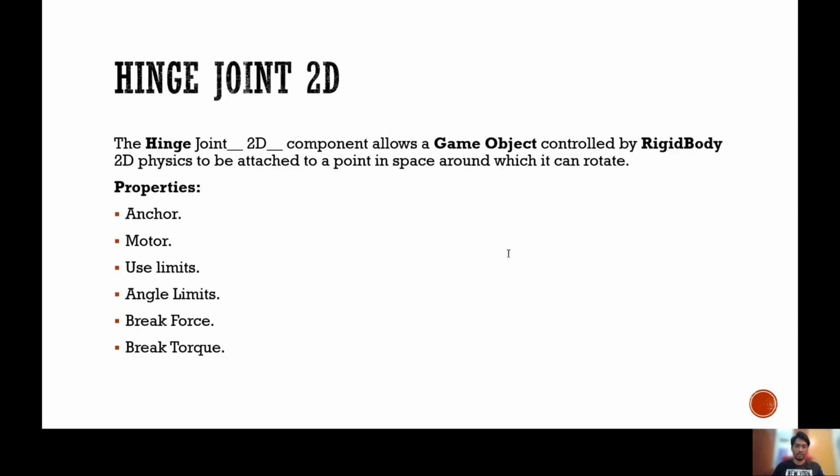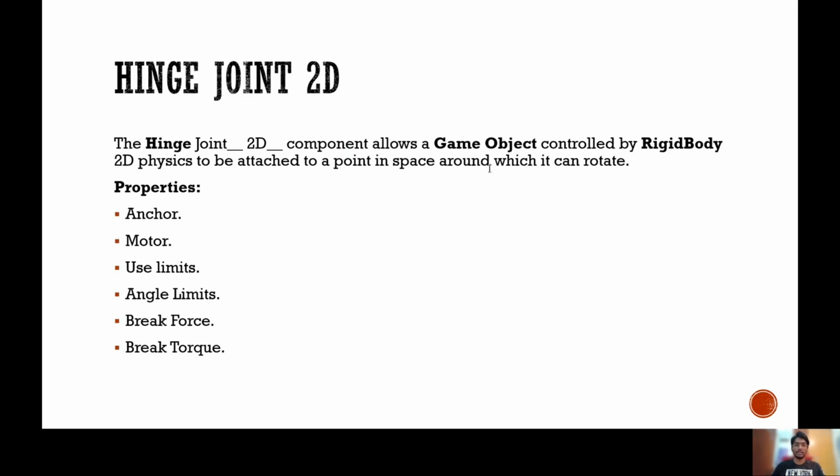So hinge joint. Hinge joint allows a game object controlled by a rigid body 2D physics to be attached to a point in space around which it can rotate. The rotation can be left to happen passively or can be actively powered by a motor torque provided by the joint 2D itself. You can set limits to prevent the hinge from making a full rotation or make a single rotation. So its properties: anchor, motor, use limits, angle limits, brake force, brake torque.